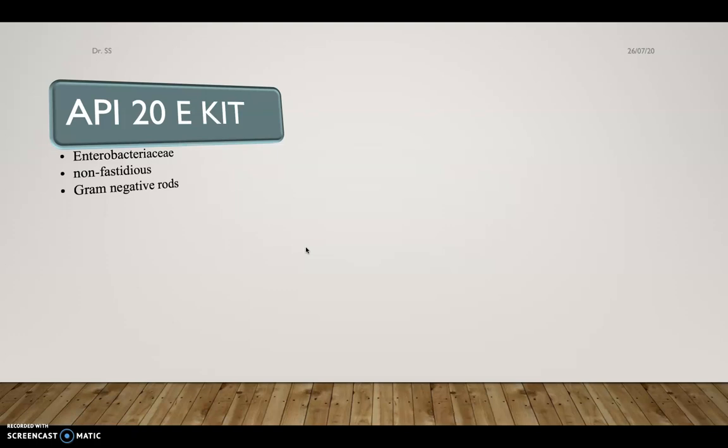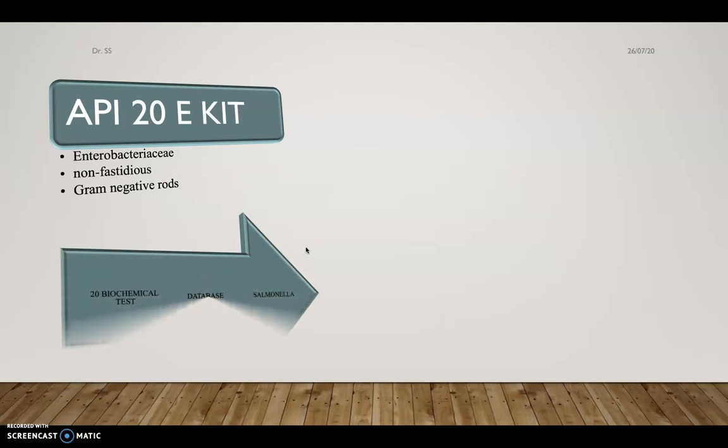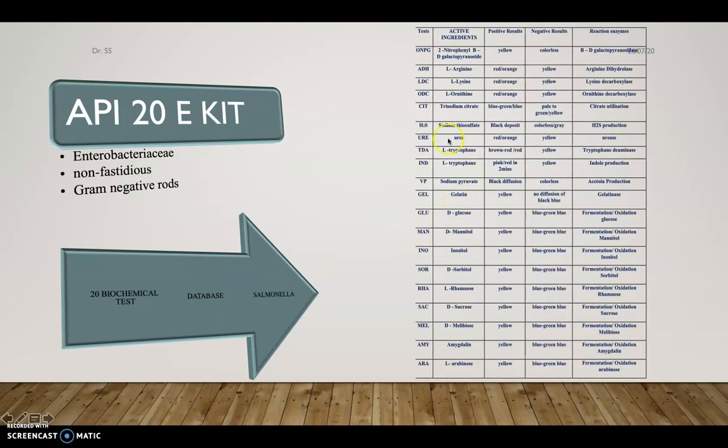This is mainly used for the identification of the Enterobacteriaceae family and non-fastidious, gram-negative rod organisms. In this, 20 biochemical tests are available in a single kit, and after analyzing, we go to the database to find out the organism name. So these are the 20 tests.